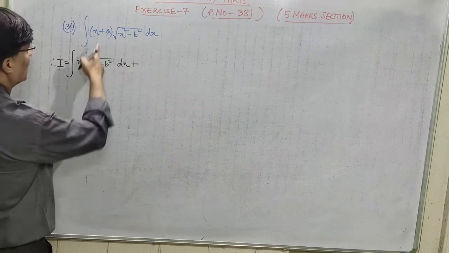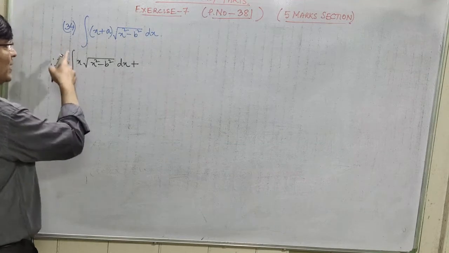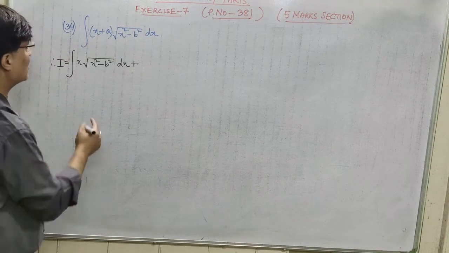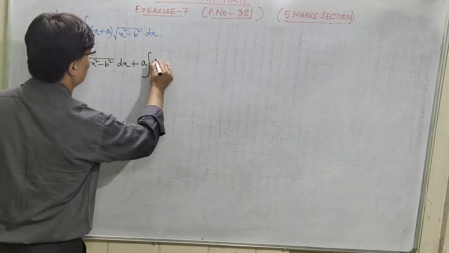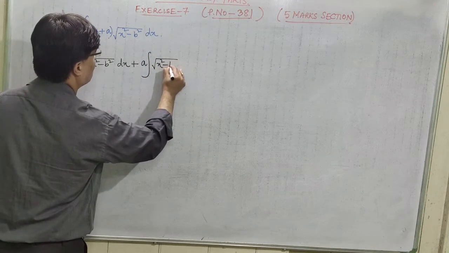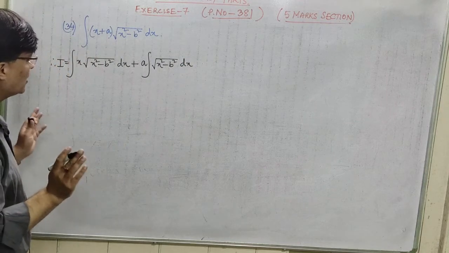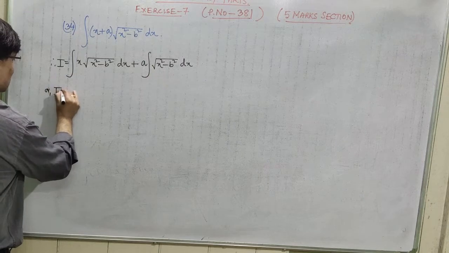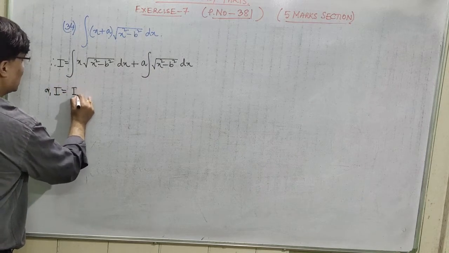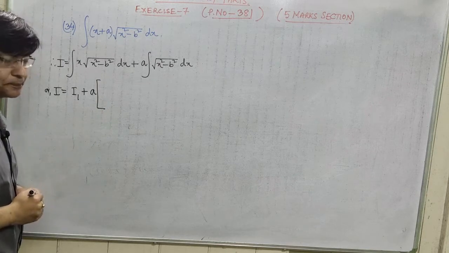Plus, now here a is constant, a root over x square minus b square. Again in this case also you have to write the integral sign. So this is a integral of root over x square minus b square dx. So I think you have understood it. So I is equal to, let us write it as I1 plus a within third bracket.